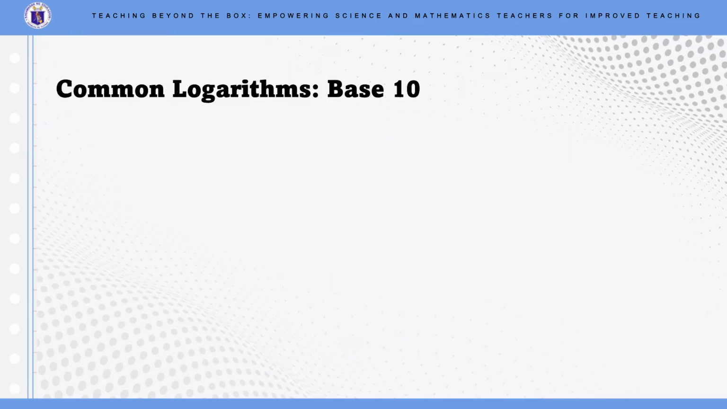Here are some important terms in logarithm. Common logarithms are logarithms in base 10. A logarithm written without a base means that the base is 10. For example, the logarithm of x base 10, or log x. We have also the natural logarithms. These are logarithms using Euler's number as its base. Euler's number is approximately 2.718281828. For example, the logarithm of x base e, or ln x.